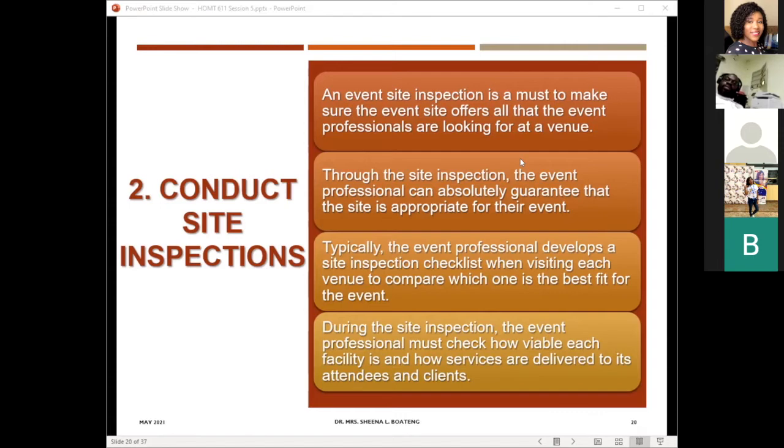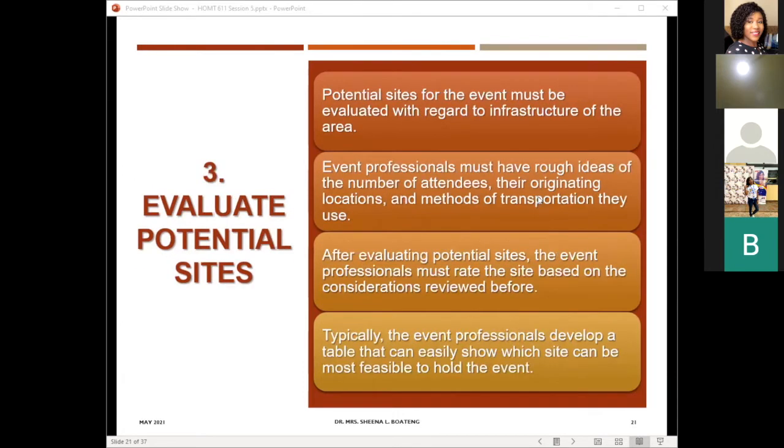And by the end of the site inspection, you will have a checklist for each of the sites that you visited, and you'll be able to determine which of them best meets the criteria that you are looking for, based on how well they scored on your checklist that you created. So after conducting the site inspection, you take the checklist that you have created and the scores you gave each of the sites on your checklist to be able to evaluate the potential of each of the sites.